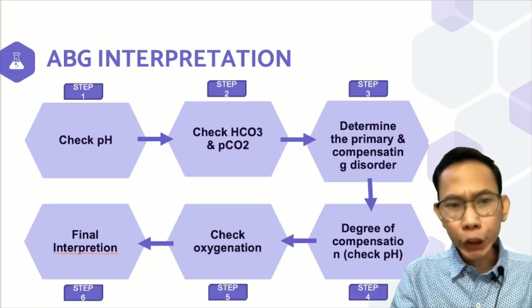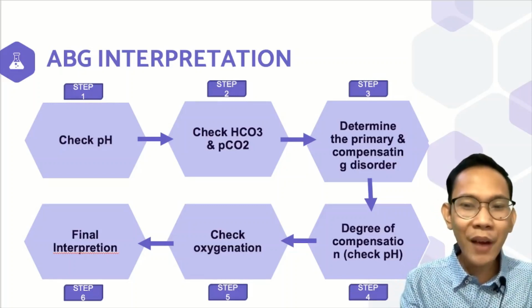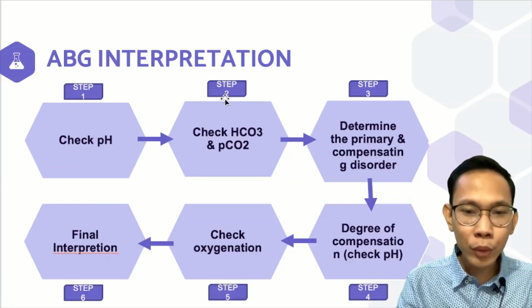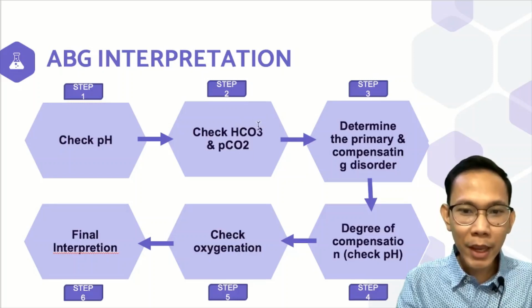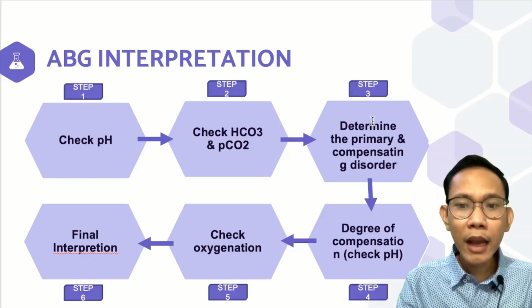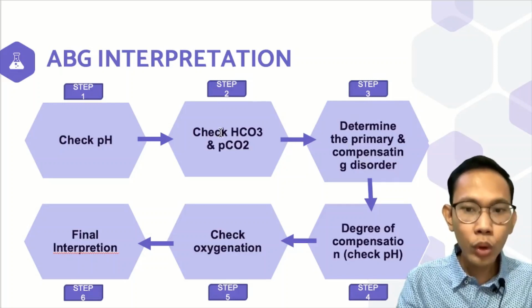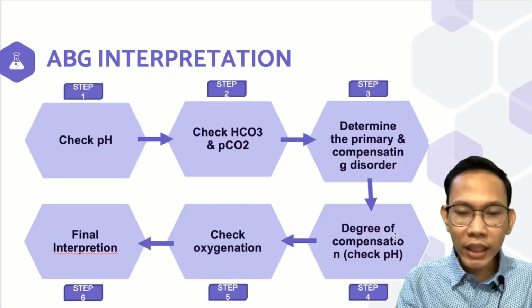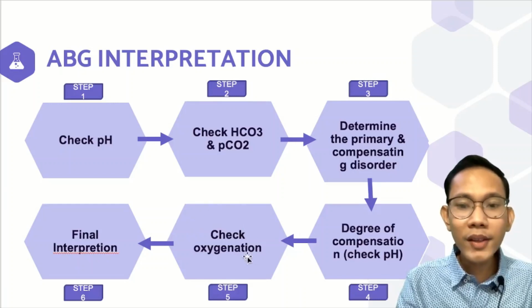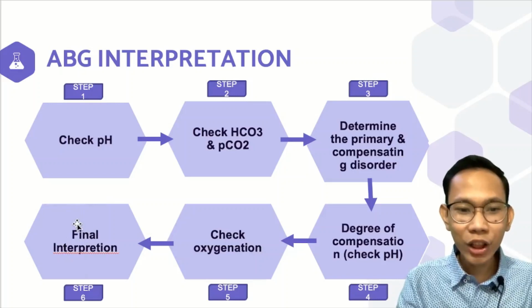So how do we interpret our ABG? Of course, we have very simple steps lang. We have 6 steps. First, check muna yung pH result. Step 2, i-check natin yung result sa ating bicarbonate and your PCO2. Step 3, i-determine natin yung primary and your compensating disorder galing sa ating step 2. And then, we check the degree of compensation, check again our pH, and then check oxygenation based sa ating PO2, and lastly, our final interpretation.